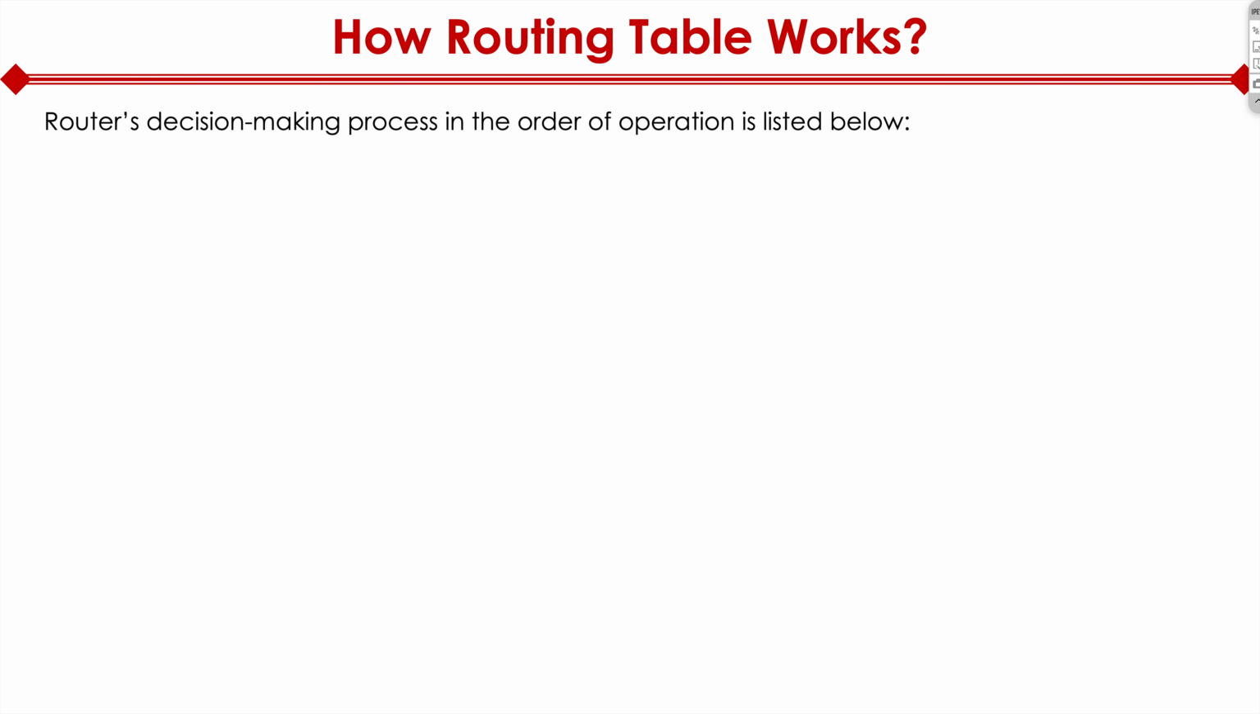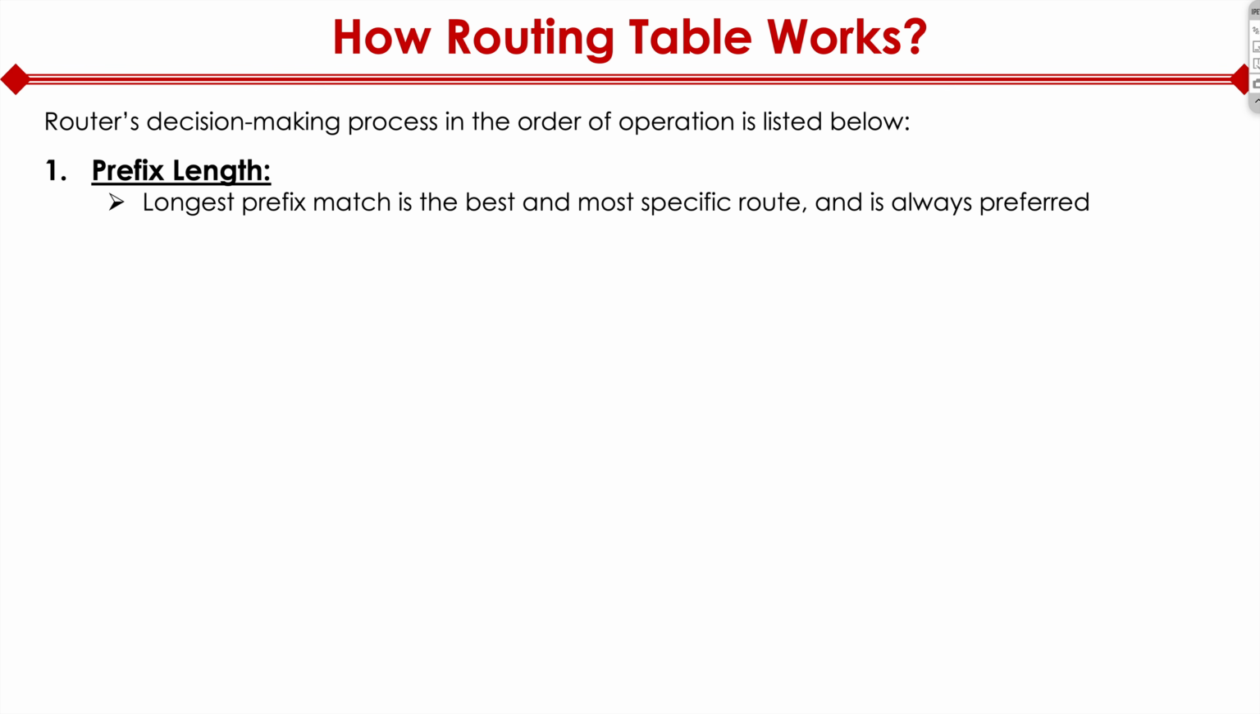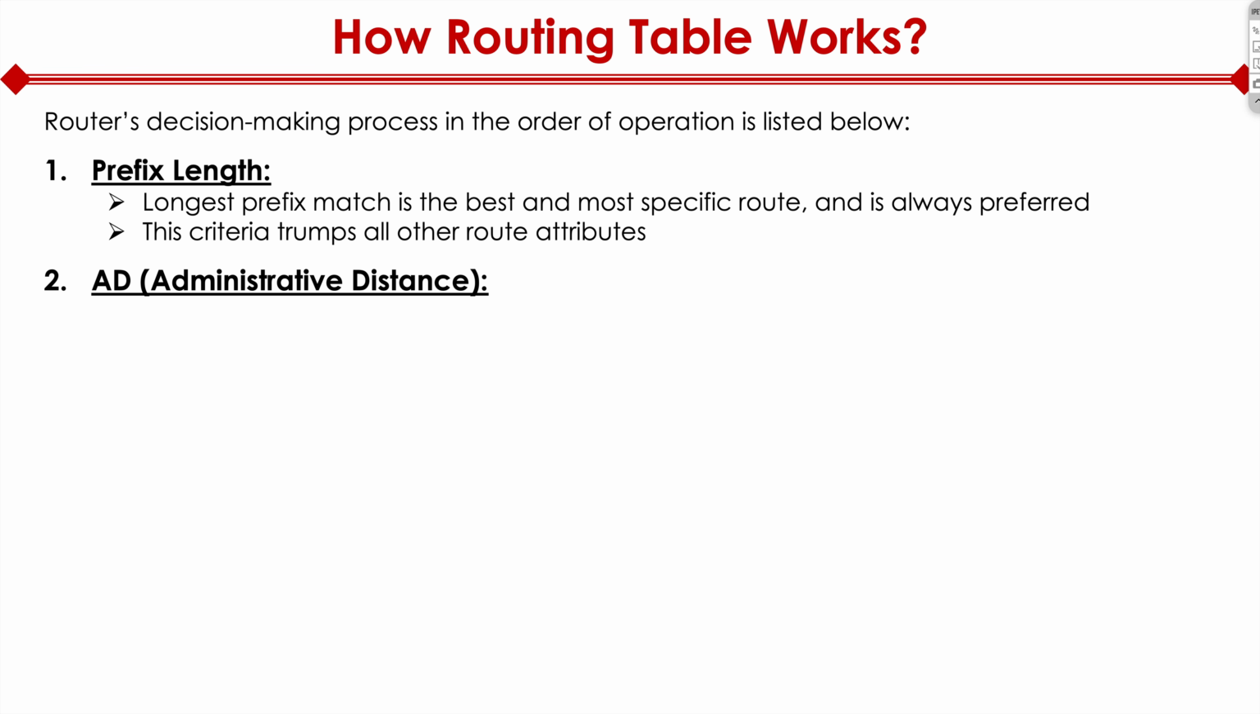Now, how does the routing table work? Let's quickly talk through the decision-making process in the order of operation. The order of operation that I'm going to show you here is important. First order of operation is prefix length. The longest prefix match is the best and most specific route and is always preferred in the routing table. This criteria has the highest preference and it trumps all other route attributes.